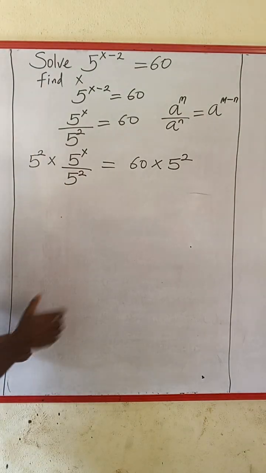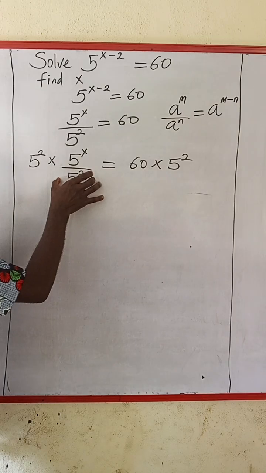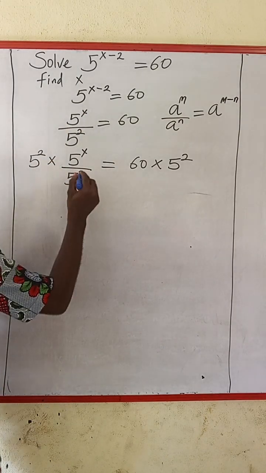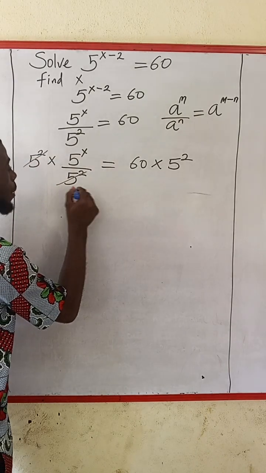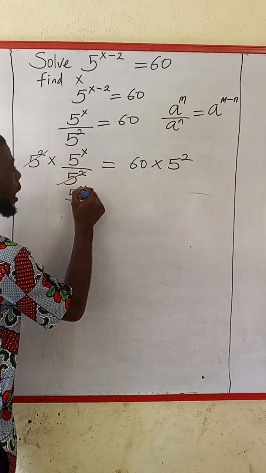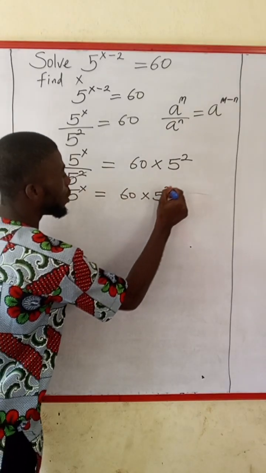I multiply both sides by 5 raised to the power of 2 so that I can remove the denominator part of the left hand side of this equation. So that 5 raised to the power of 2 will divide out 5 raised to the power of 2. We'll be left with 5 raised to the power of x is equal to 60 times 5 raised to the power of 2.